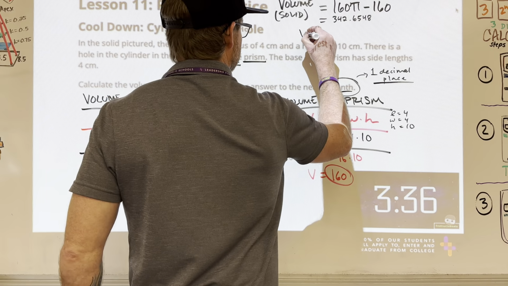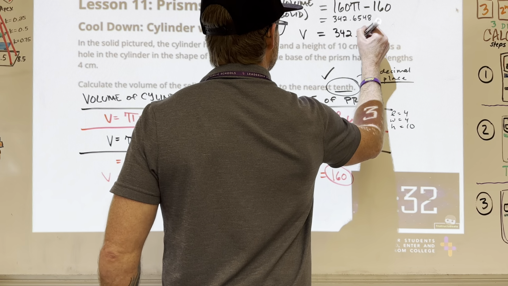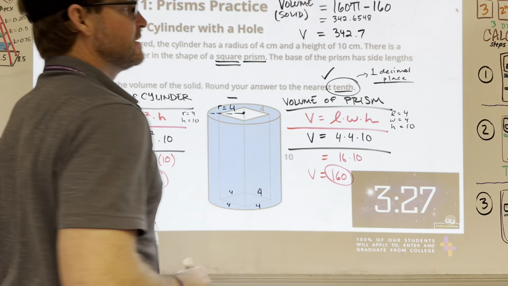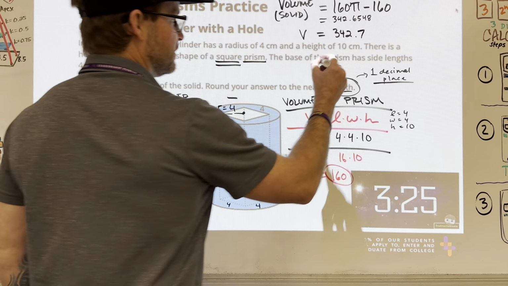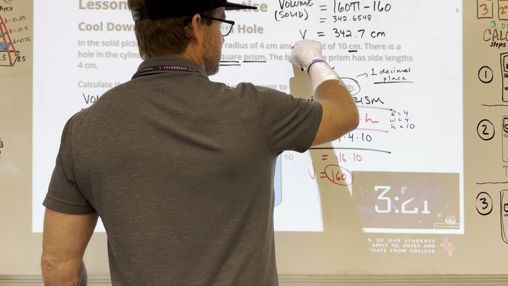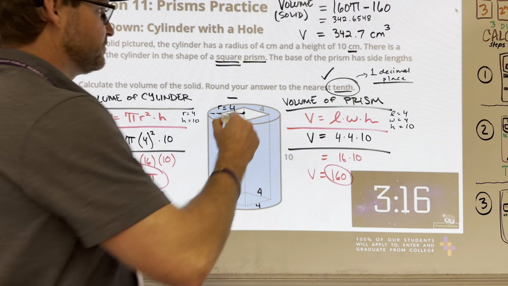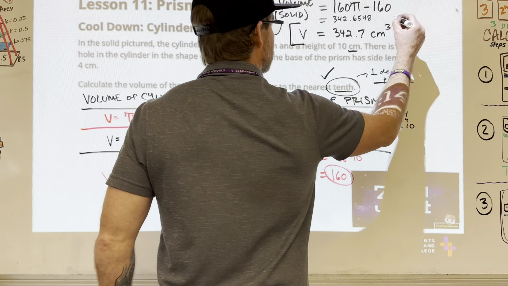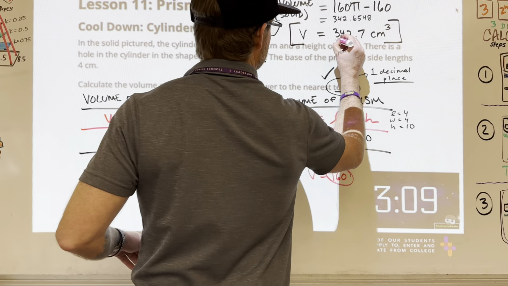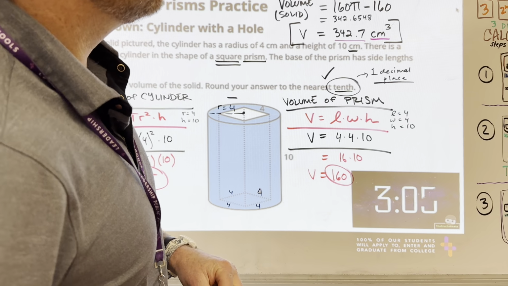So your volume, this is going to be your final answer, is 342.65, which goes to 0.7. Don't forget your unit of measurement, centimeters. Since we're talking volume, it has to be to the third power, which means that the volume of the solid is 342.7 cubic centimeters.